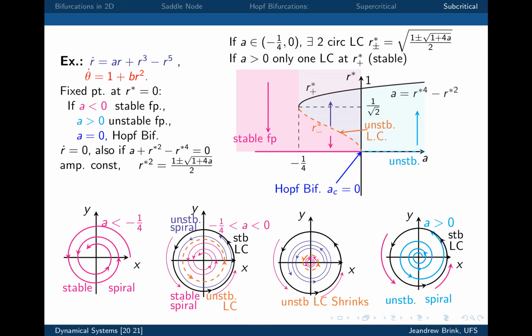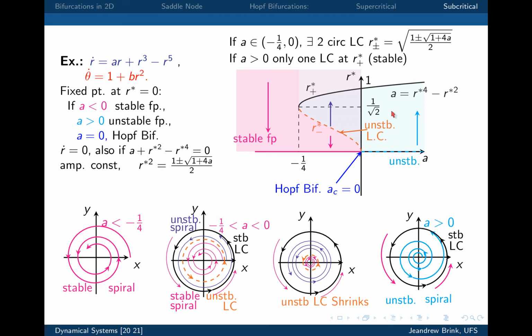Okay, so this is an example where you have a subcritical Hopf bifurcation which goes unstable, but it is not so dangerous because you've designed your system to know exactly where it's going to stop. Okay, so that's a good system to design.